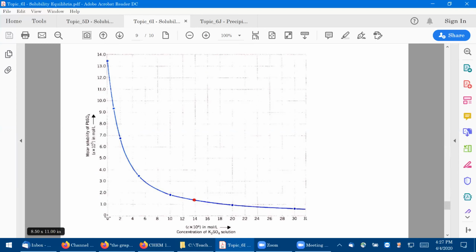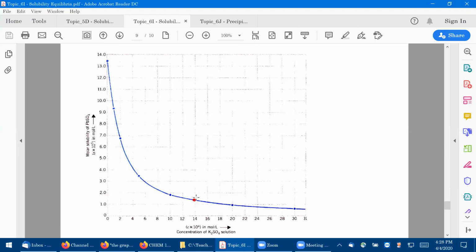In other words, if I dissolve lead sulfate in pure water, then the sulfate concentration is 0. So it's this point right here. And at that point, this is pure water. At that point, the lead sulfate concentration is about 13.5 times 10 to the minus 5 moles per liter. But if I measure the solubility of lead sulfate in a solution that already contains some sulfate ions that came from potassium sulfate, the molar solubility of the lead sulfate is less. It keeps getting less and less the more sulfate was in there to begin with.